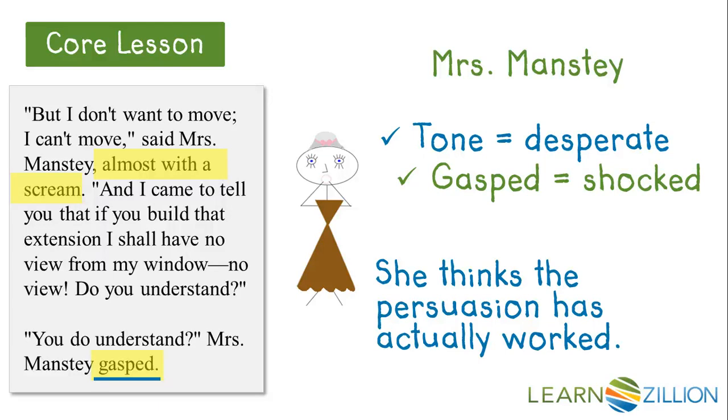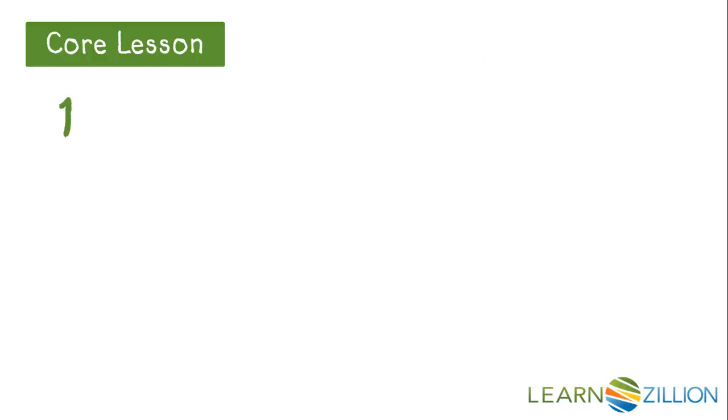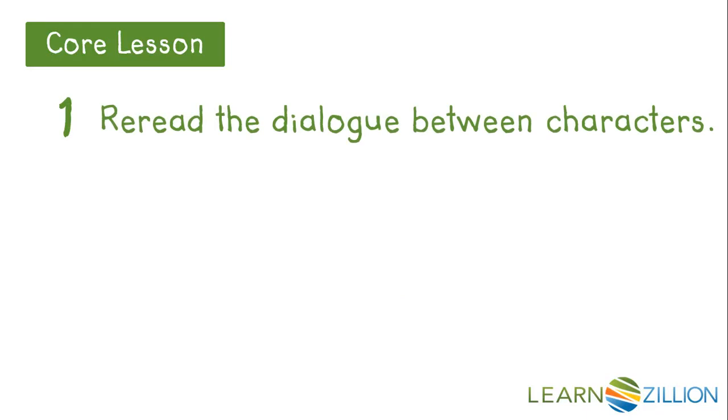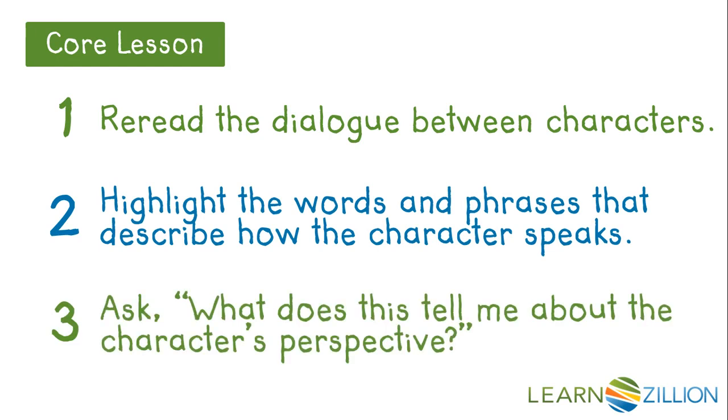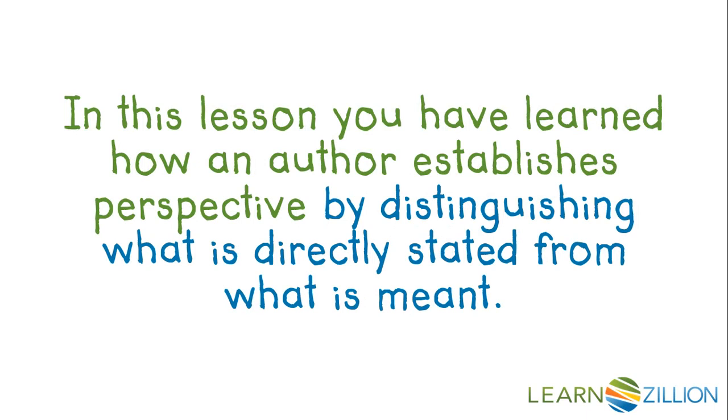So let's step back and review how you can use the words and phrases that describe how a character talks to identify a character's perspective. You can use these same 3 steps in other pieces of literature as well. First, reread the dialogue between characters. Then, highlight the words and phrases that describe how the characters speak. And third, ask, what does this tell me about the character's perspective? In this lesson, you have learned how an author establishes perspective by distinguishing what is directly stated from what is meant.